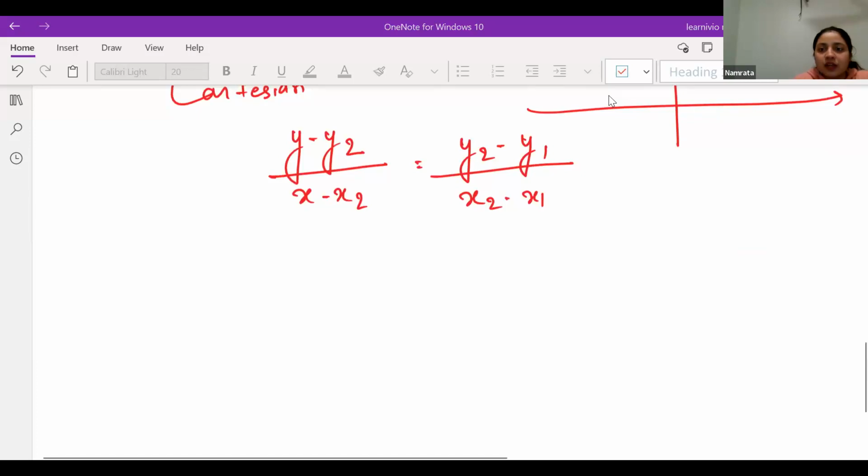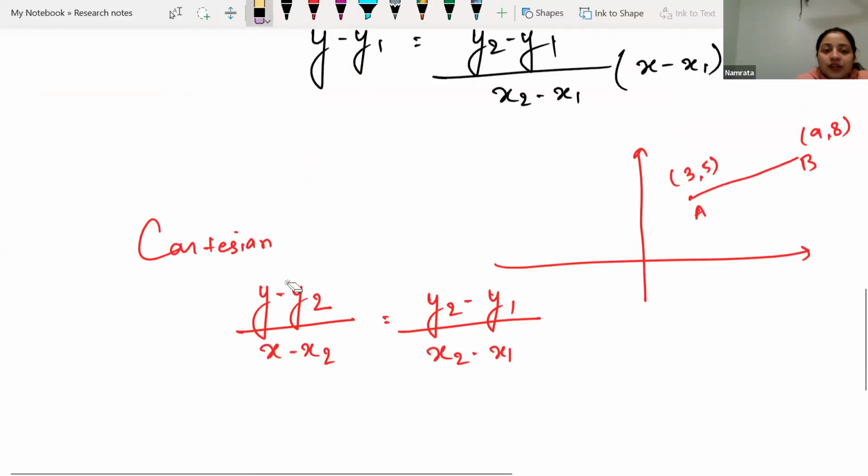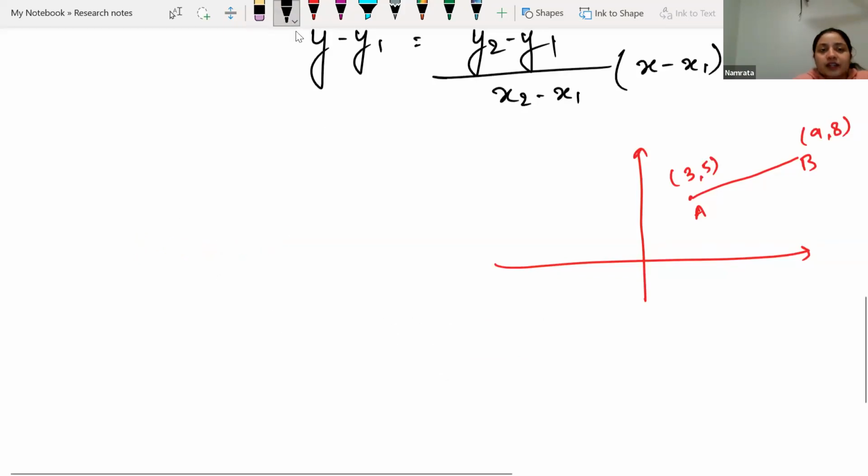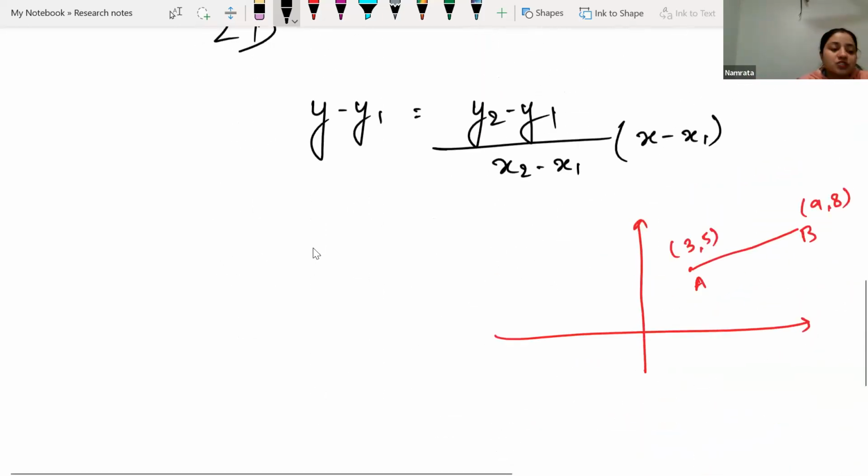Yes, the upper one. So yes, that is the formula for writing the equation of a line. That is y minus y1 equals y2 minus y1 over x2 minus x1 times x minus x1. We write y minus y1 equals m times x minus x1, and the slope m we can also find by using the formula of the slope, that is y2 minus y1 over x2 minus x1. So this way we write the equation of a line in 2D geometry.